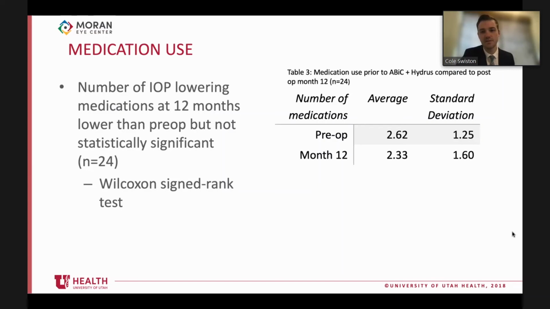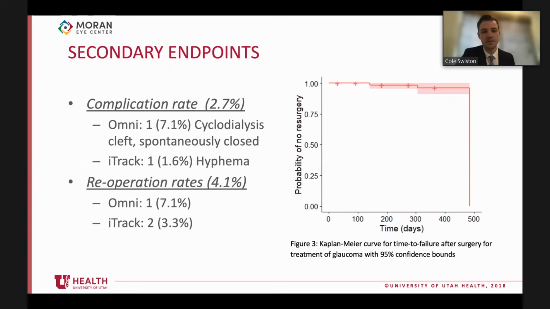2.3. The complication rate was very low, 2.7%, with one cyclodialysis cleft in the Omni group and one hyphema, both of which spontaneously resolved. And then the need for additional surgery was also low at 4.1% over the span of 12 months. This is a Kaplan-Meier curve here on the right that shows the timing of those additional surgeries.